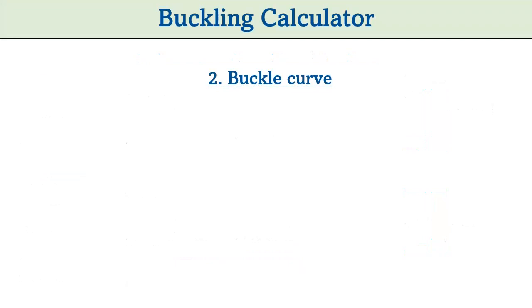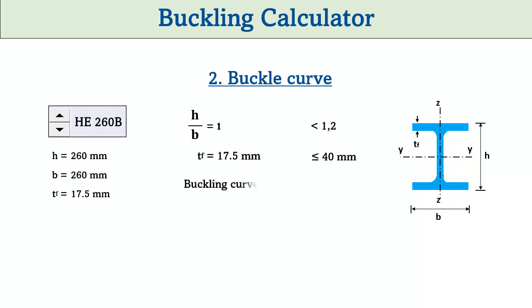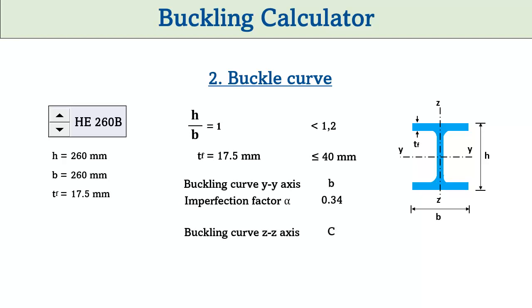To determine the buckling curve, first we have to find the ratio between the height and the width of the cross-section. Afterwards, from the flange thickness, we can choose the buckling curve for the Y and Z axis with the related imperfection factor.